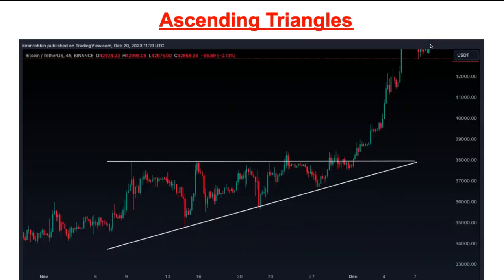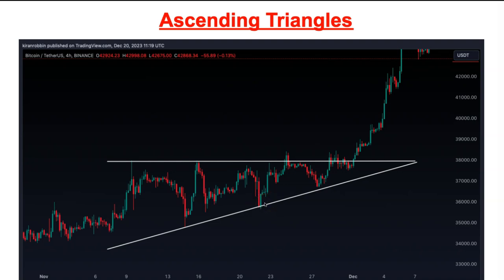Now, this is an example of an ascending triangle based on the recent price action of Bitcoin. And this is looking at the 4-hour chart on Binance. As you can see, we had this rough, flat resistance line and ascending support. We had 1 touch point here, 2 touch points here, 3 touch points here for the resistance. And we had the first touch point here and the second touch point here for the support.